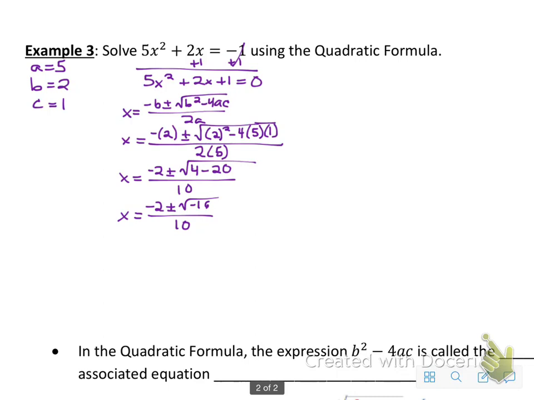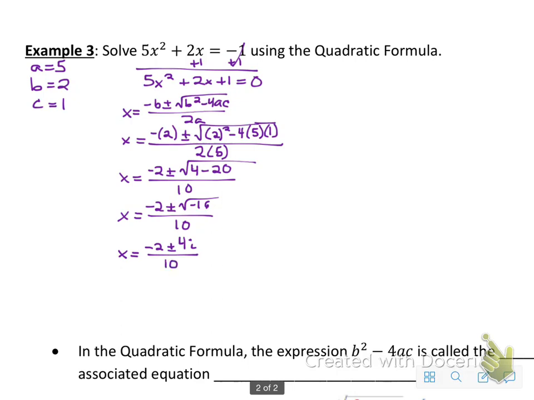Now remember, when you take the square root of a negative number, you always, always, always pull out an i. There's always going to be an i in your answer. And then you can think, well, what's the square root of 16? Well, the square root of 16 is 4. So we have 4i. The 4 takes care of the 16. The i takes care of the negative 1.